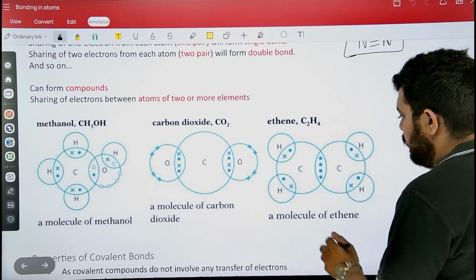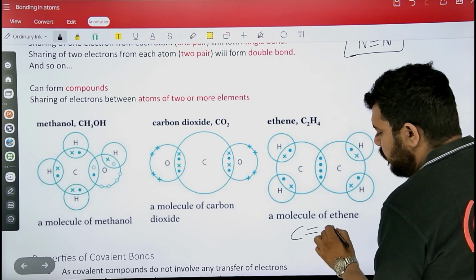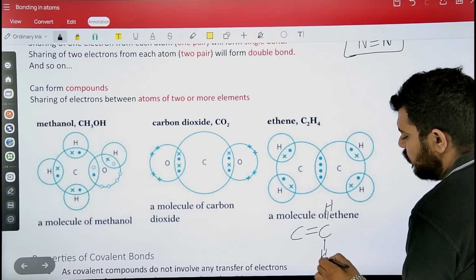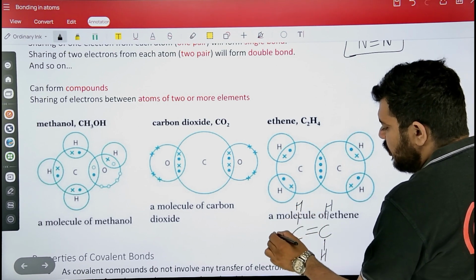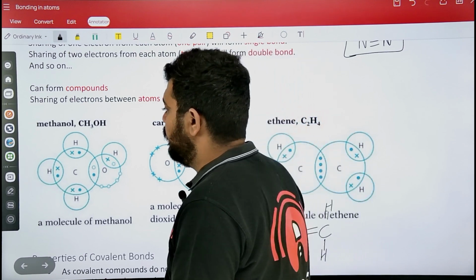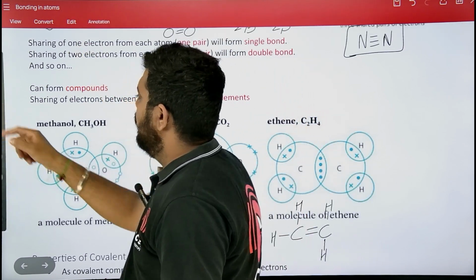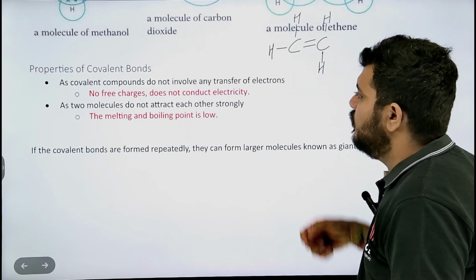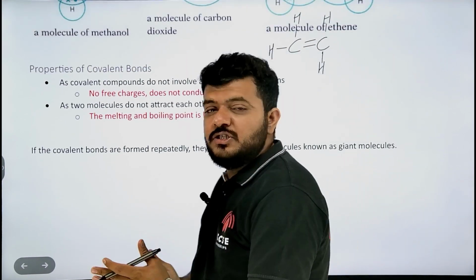Now, with ethene, what is happening? Carbon is double bonded to the other carbon, each carbon also bonded to hydrogen, right? I know the number of bonds because I can count the number of electrons carbon has given for sharing, right? Let's go to the next thing. What do we need now? We need to understand the properties of covalent bonds.